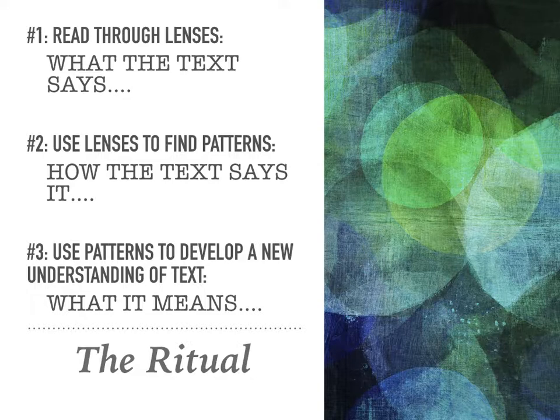Through your second reading, you're using lenses to find patterns. How does the text say it? So they're looking there at more text structure and format. Is the information in time order? Is it a problem with a solution? Is it a description, comparing, contrasting, etc.?